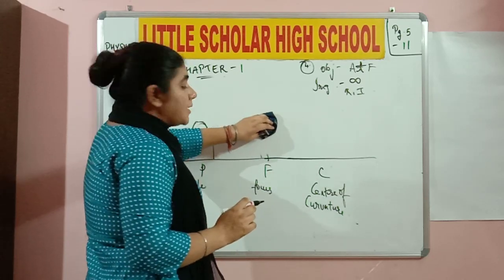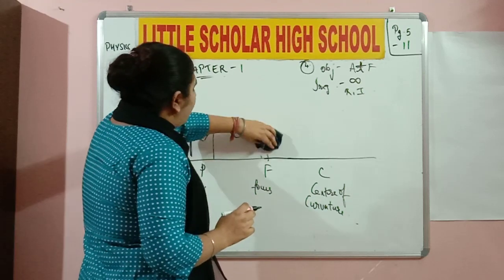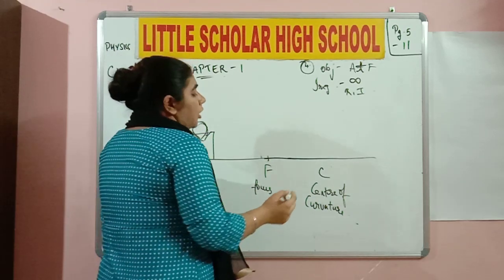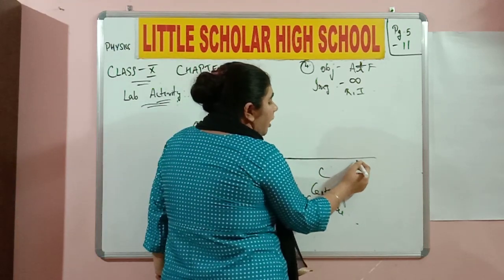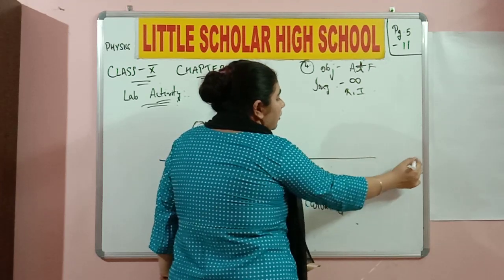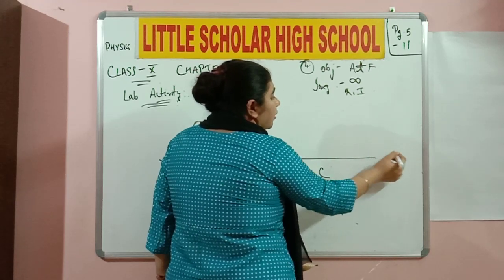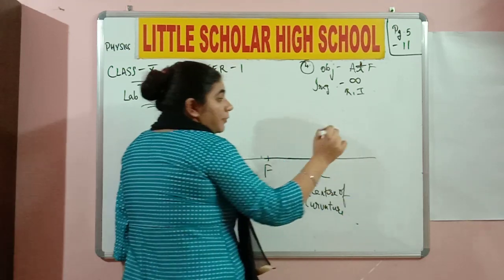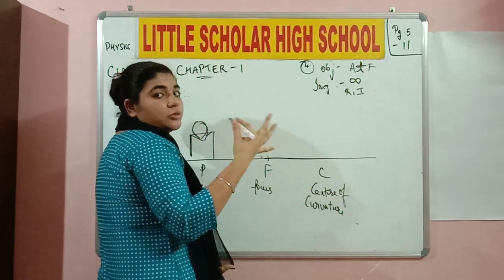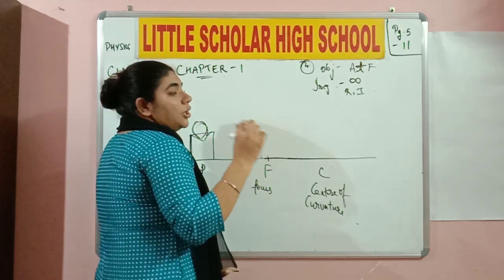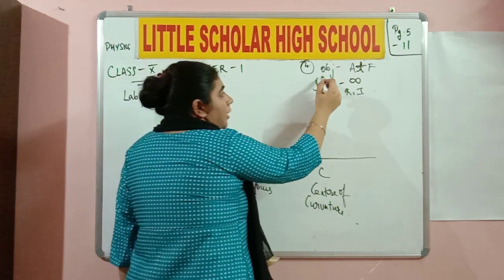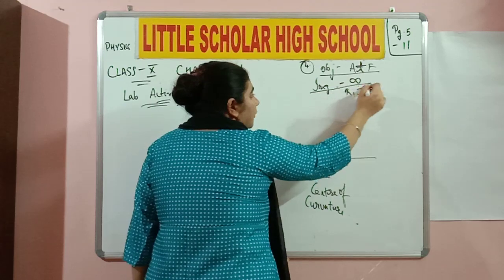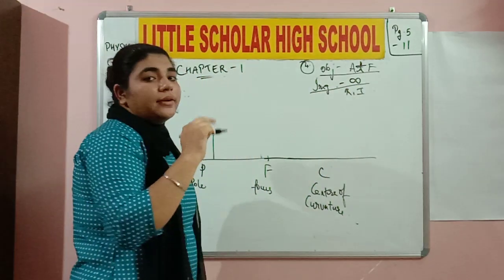Definitely it is not point sized, or it may be, depending upon whether you are crossing beyond the C mark and you enter the infinity mark, which is very, very far. At this particular distance, wherever I place my screen, I may get the image, but the size of the image may vary. So for now, you need to understand, whenever I place my object at the focus, the image is going to be formed at infinity. These two go hand in hand.